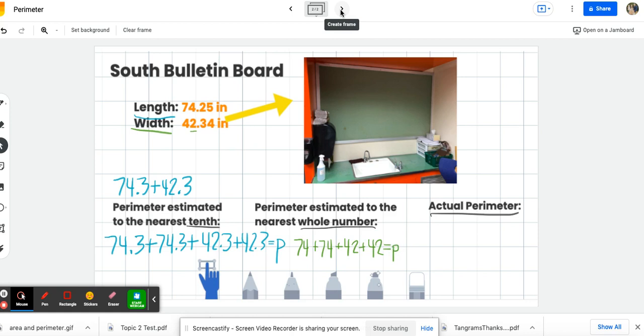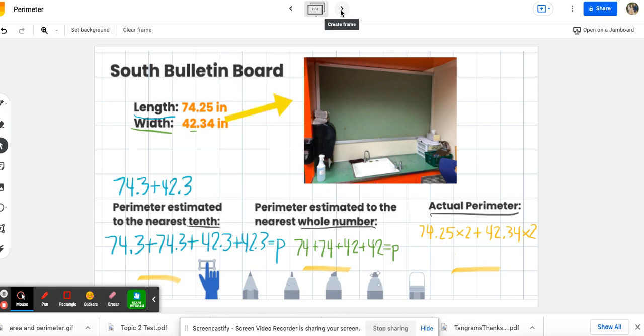And then on the actual perimeter, I do want to know the exact. So I'm going to be using the actual numbers that I used when I measured my boards. So 74 and 25 hundredths times 2, plus, just to save myself writing space, 42 and 34 hundredths times 2. If you would like to use a calculator, you're more than welcome to do that. But for today's activity, I need 3 answers. I would like the perimeter estimated to the nearest tenth, so there should be the answer here. Perimeter estimated to the nearest whole number, answer here, and then the actual perimeter.